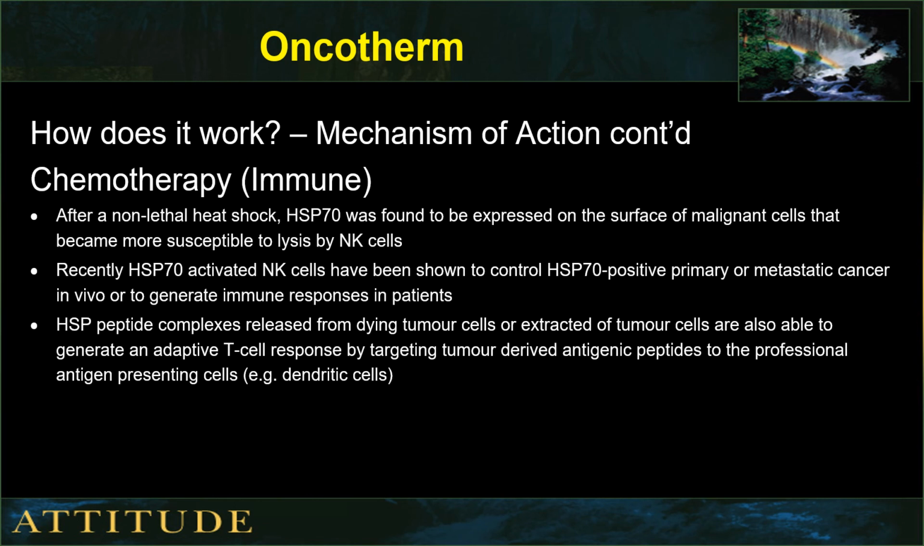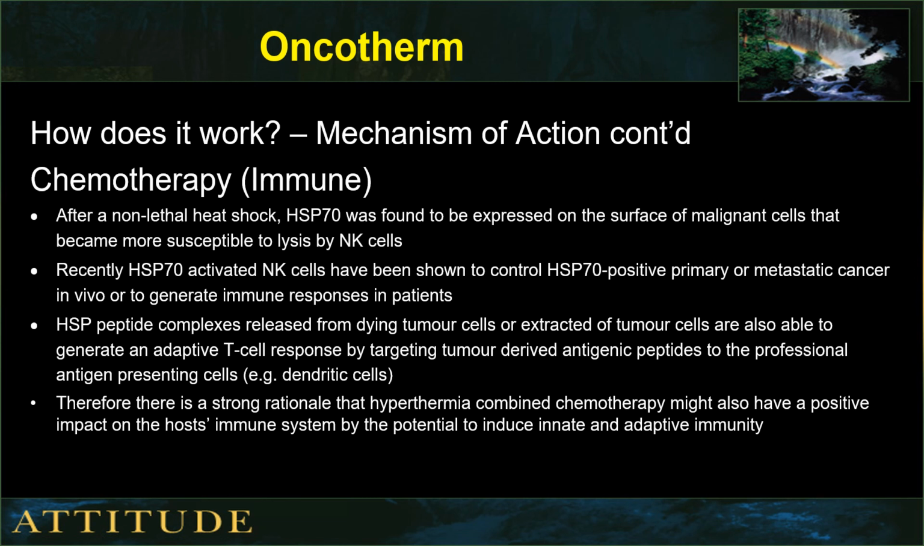So this next point, HSP peptide complexes, okay, the proteins released from this dying tumor, the HSP70, or extracted from the tumor cells, are also able to generate an adaptive T cell response. So now the T cells are finding this out. They're seeing these specific protein complexes that are lying around outside on the tumor cells because they've been destroyed, and by doing so, it then activates or engages the overall innate immune system in and of itself.